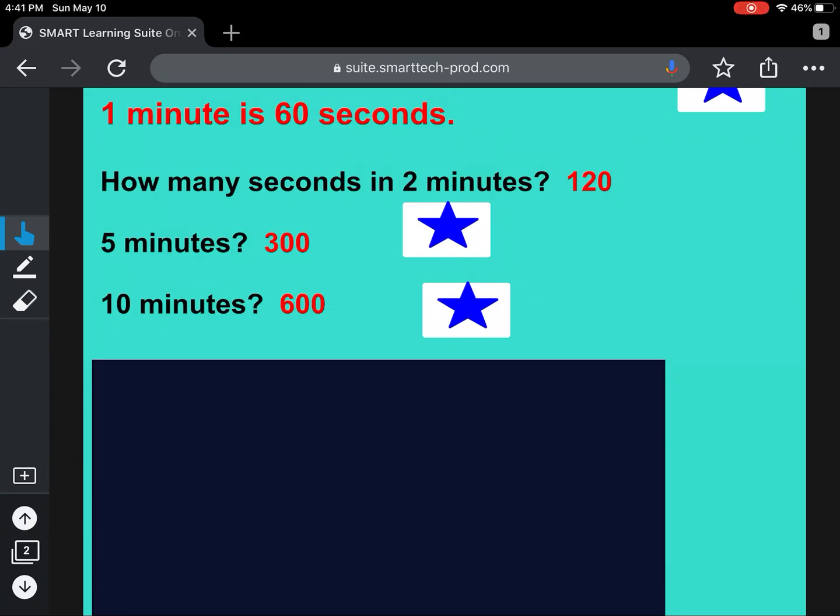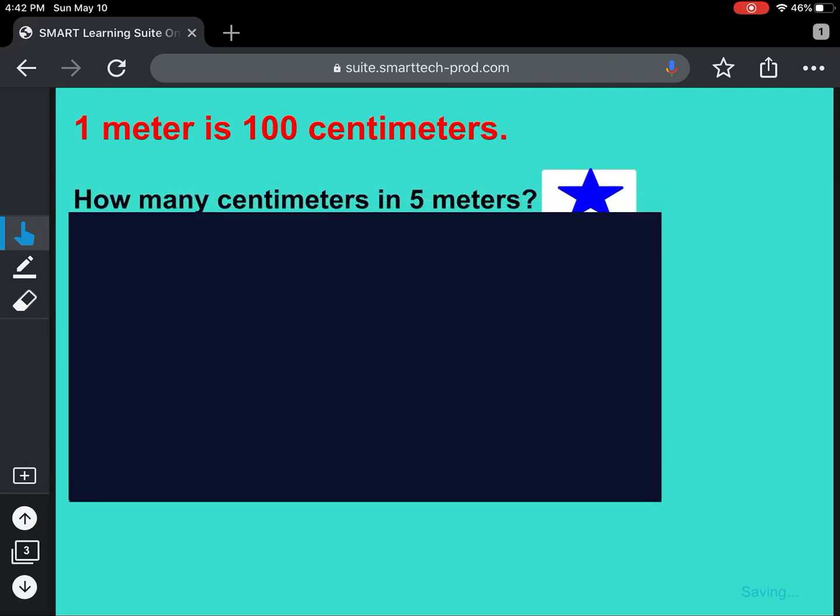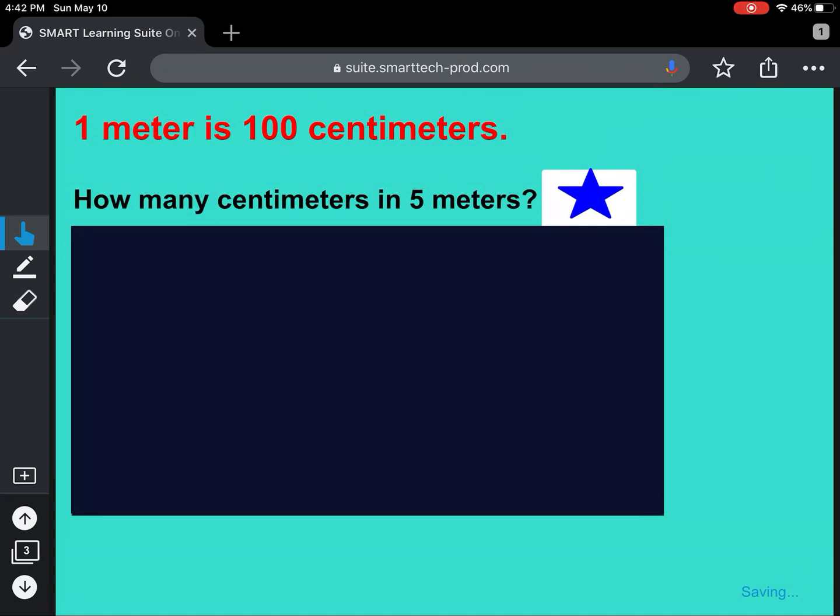Those were all pretty easy. Let's try a couple that are just a little more challenging. This time we're talking about meters and centimeters. Think about that meter stick I have in the classroom. 1 meter or 1 meter stick is equivalent to 100 centimeters. If 1 meter is 100 centimeters, how many centimeters are in 5 meters?